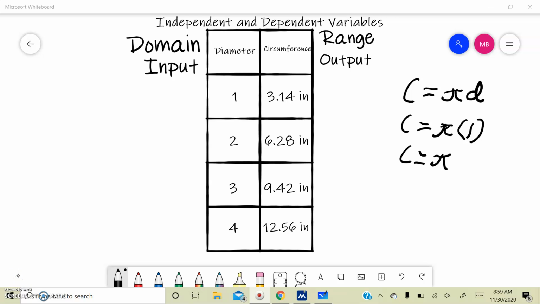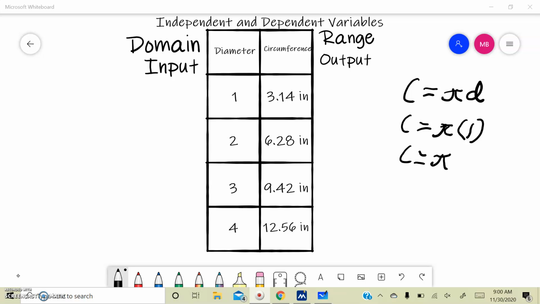Alright, so today we are going to discuss independent and dependent variables. So if we look at this chart here, this chart is actually going to be the approximate values of a circle dependent on the variable, dependent on the diameter, I should say. So with independent and dependent variables, it's just like in science class.